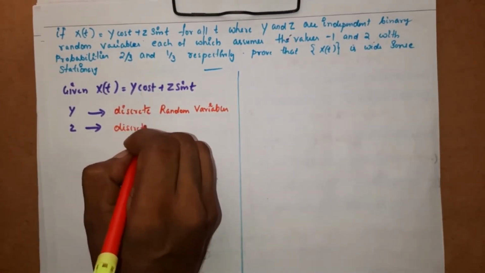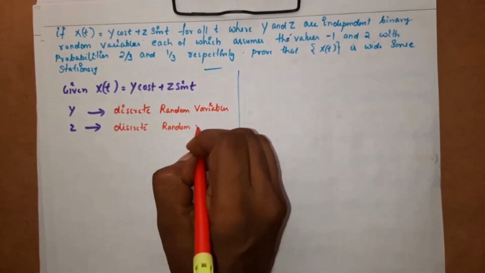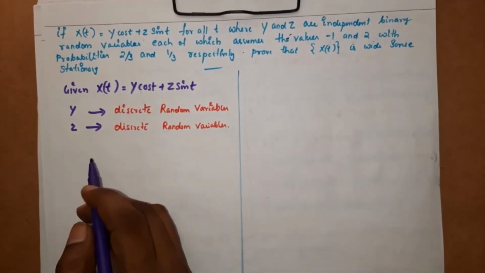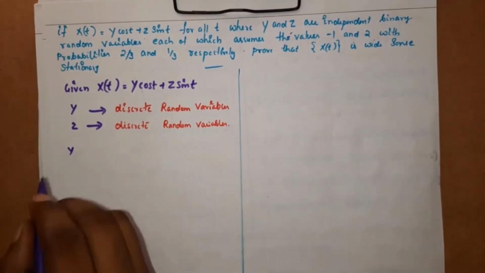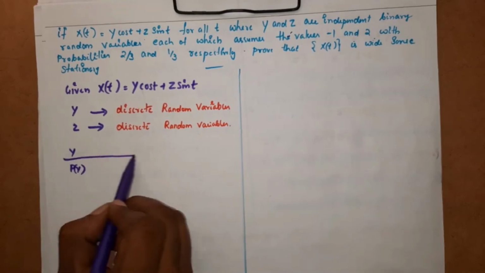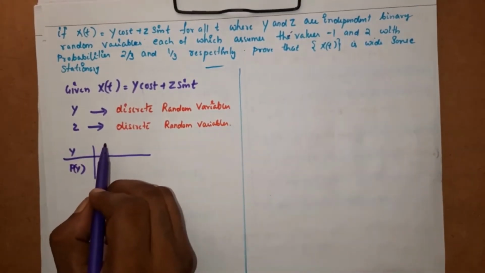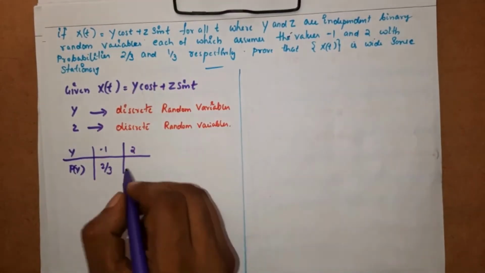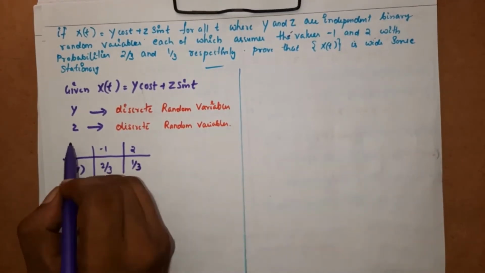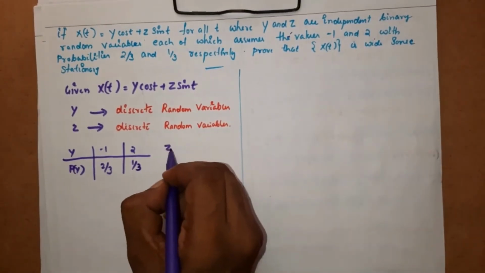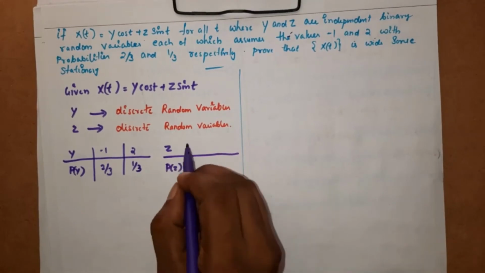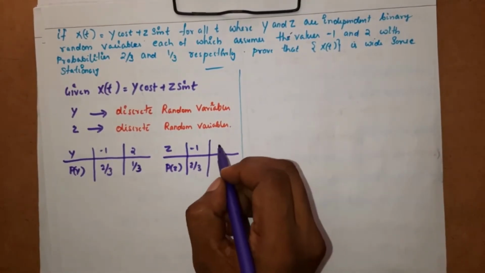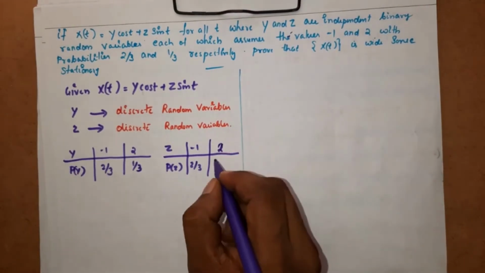Discrete random variables, and its probability is also given. That means p of y, if y is equal to -1, its probability is 2 by 3, and if y is equal to 2, its corresponding probability is 1 by 3. Same as in the case of z. P of z, if z is equal to -1, corresponding probability 2 by 3, and z is equal to 2, corresponding probability is 1 by 3.